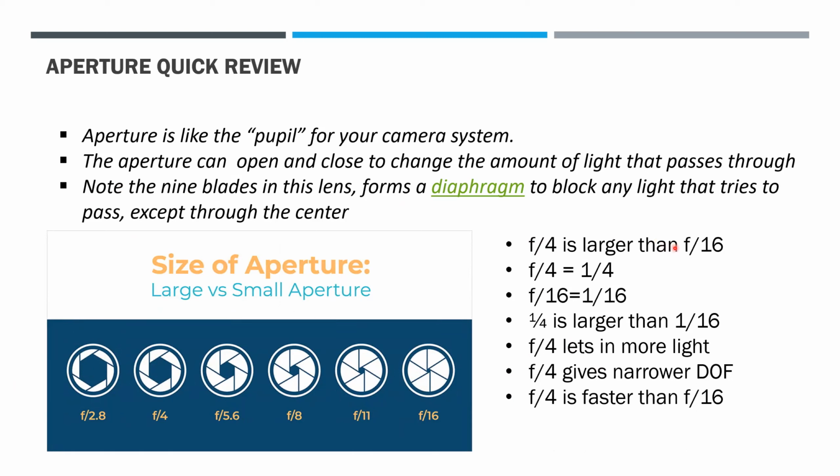f/4 is larger than f/16. I don't know if you understand that, but it's a fraction. f/4 is equal to 1/4. f/16 is 1/16. So 1 over 4 is larger than 1/16. So f/4 will let in more light, which is here. You can see the opening. And it will also give you a narrower depth of field. So if you want to get a blurred background, which we'll show you later, that's what you would use. But f/4 is also faster than f/16, because there's more light hitting your sensor. And f/16 will give you a greater depth of field. Any questions?